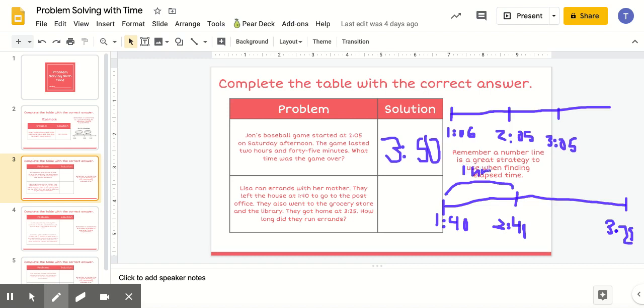And I can't count. If I try to go from 2:40 to 3:40, that's too much time. So I'm going to count by tens. So 2:40 to 2:50 is 10 minutes. 2:50 to 3 o'clock is 10 minutes. And I'm just going to put an M.